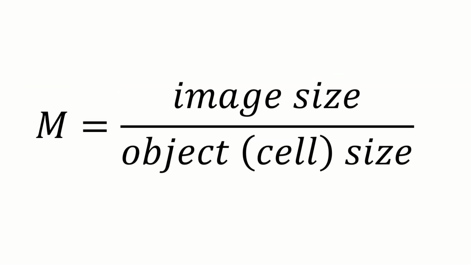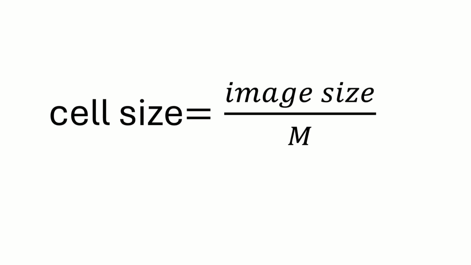Actual cell size. We can calculate the actual size of a cell by identifying the magnification. The magnification is equal to image size over object size. If we are going to rearrange this, we can identify the cell size, which is equal to image size over magnification.